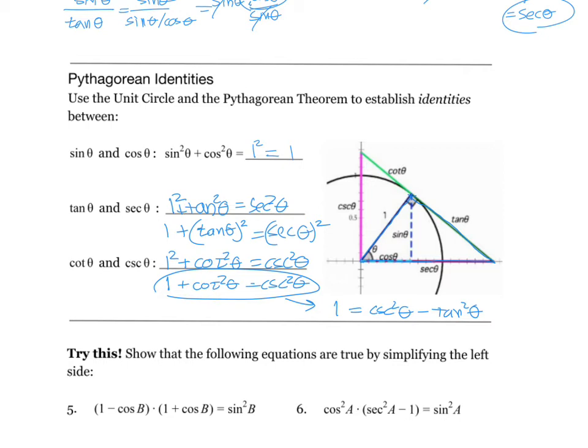Why did I write that? It's supposed to be cotangent. Shh.